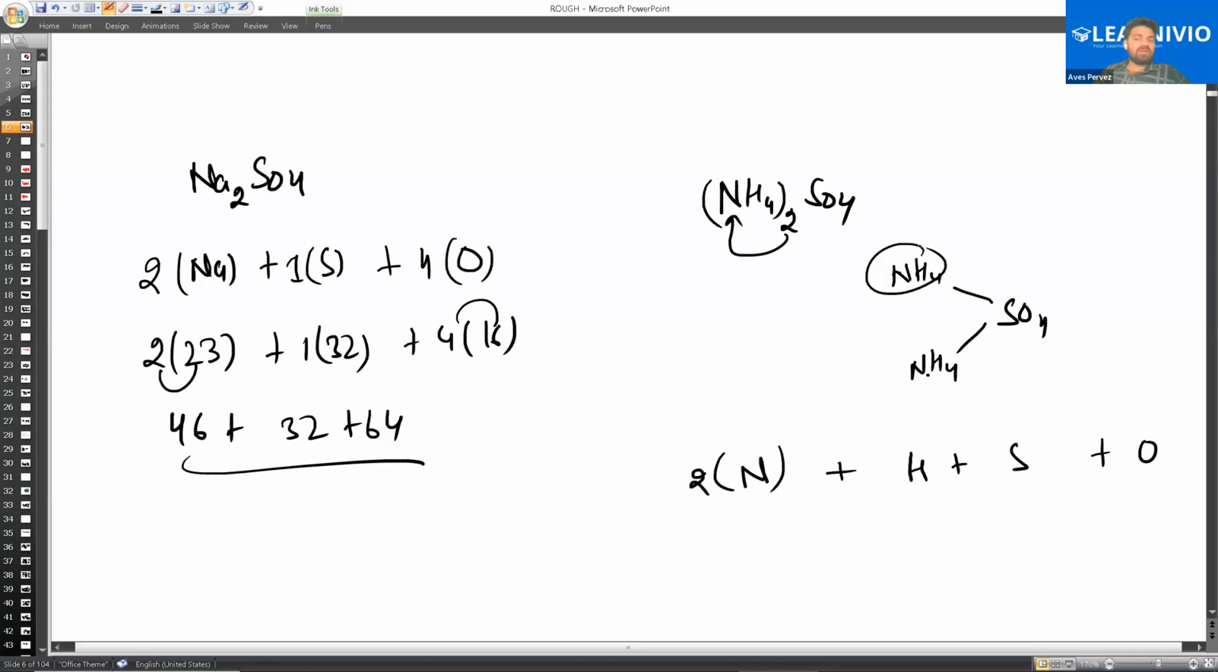Similarly, 1 ammonium ion contains 4 hydrogen atoms, so 2 will have 8. Or you can multiply 2 into H4. This 4 will multiply with the 2, and you will get 8 hydrogen atoms. Then 1 sulfur atom.